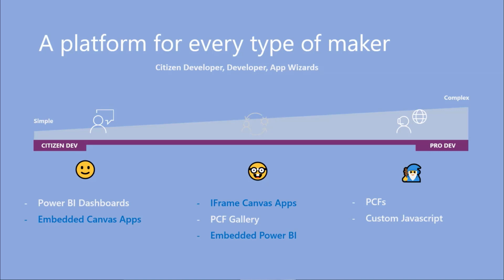Then in the middle, we have, at the moment, iframe Canvas apps, to embed Canvas apps in a different way. I will go into detail there. We have the PCF gallery I was talking about. Definitely check that one out. We can embed Power BI on forms, which requires a little bit of development, but not that much. And if you're a pro dev, well, we have custom JavaScript. We have the control framework you can use.